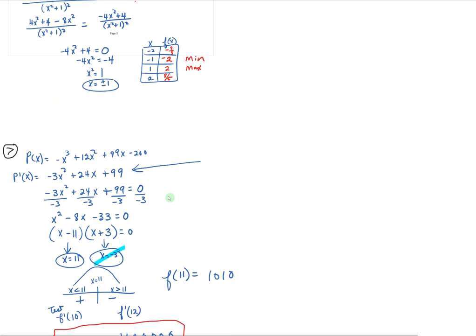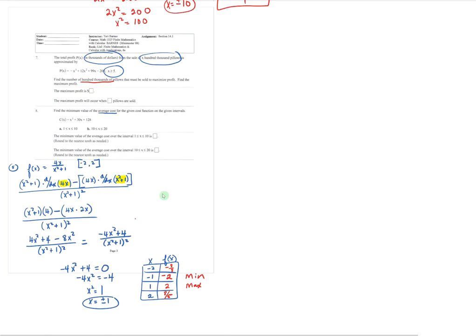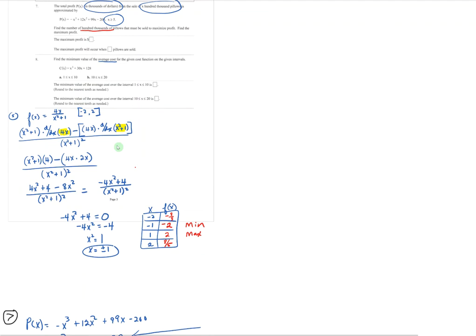All right, let's look at our last one. It is number 8. Find the minimum value of the average cost for the cost function of the given intervals. So this is a little bit, they throw a twist at us, average cost. So here is our cost function, and they want to know if x is between 1 and 10, and if x is between 10 and 20. So we have to find the average cost. All right, let's go here.